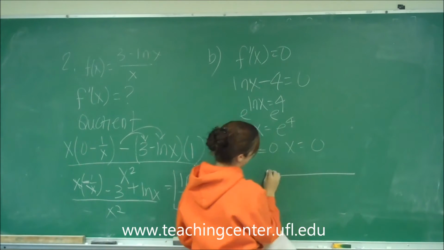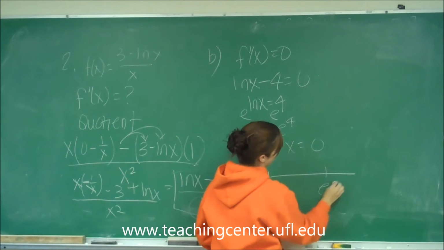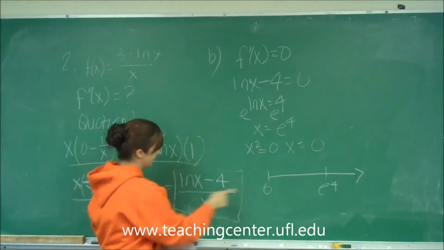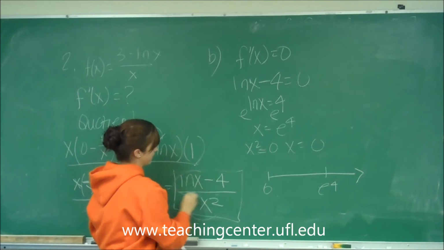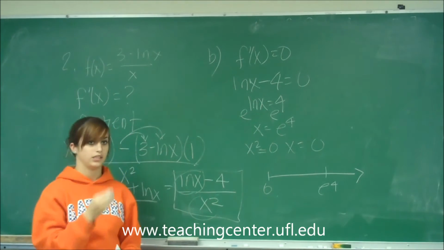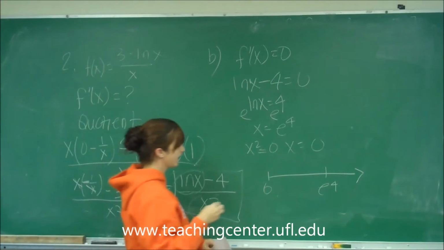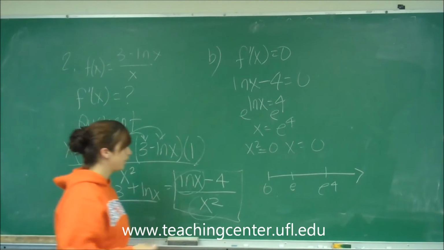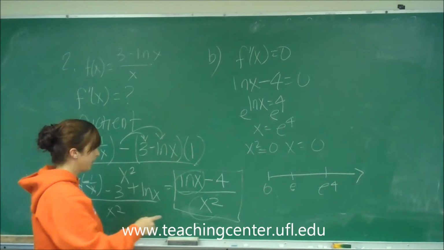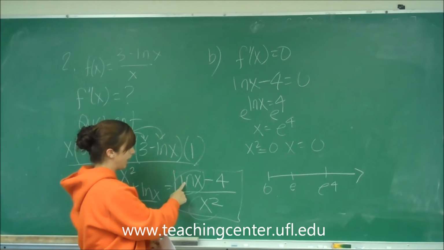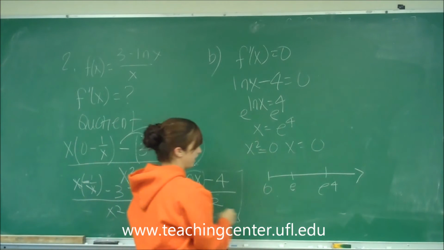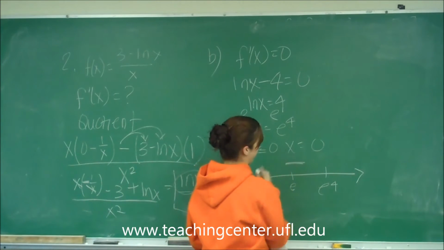So when I have my number line, I have 0 and e to the 4th. I can't have a number less than 0 because of this ln x here. I can't plug a negative in, so it stops at 0. An easy one to test would be e. We know that's less than e to the 4th, right? So when I plug in e here, I have ln of e is 1 minus 4. That's a negative over positive. So this area would be a negative.